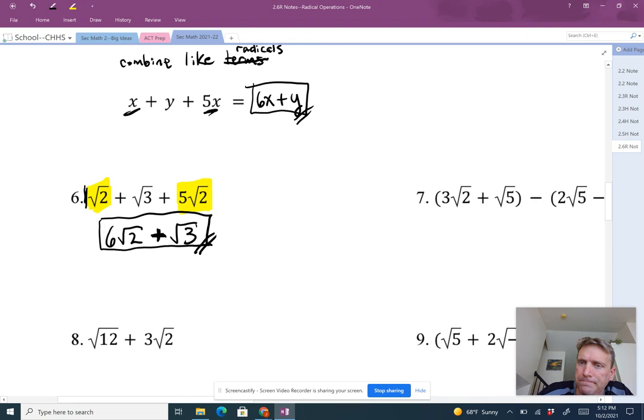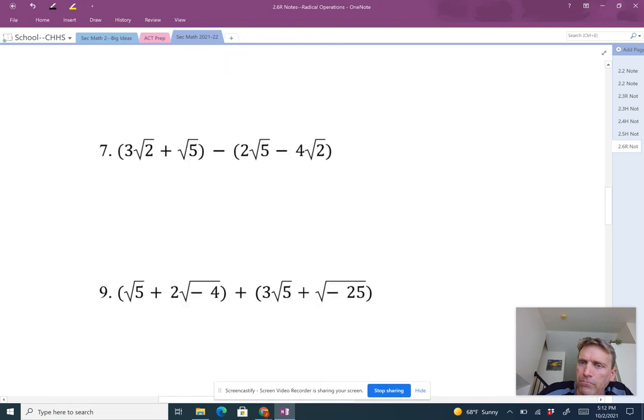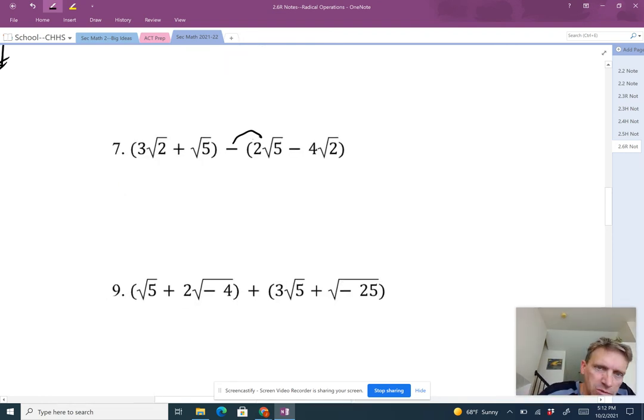Number 7. Now this one is a little bit different because we're subtracting. We're subtracting this term and this term here. So remember that subtracting an expression is the same as adding its opposite. And so we're going to have 3 square root of 2.